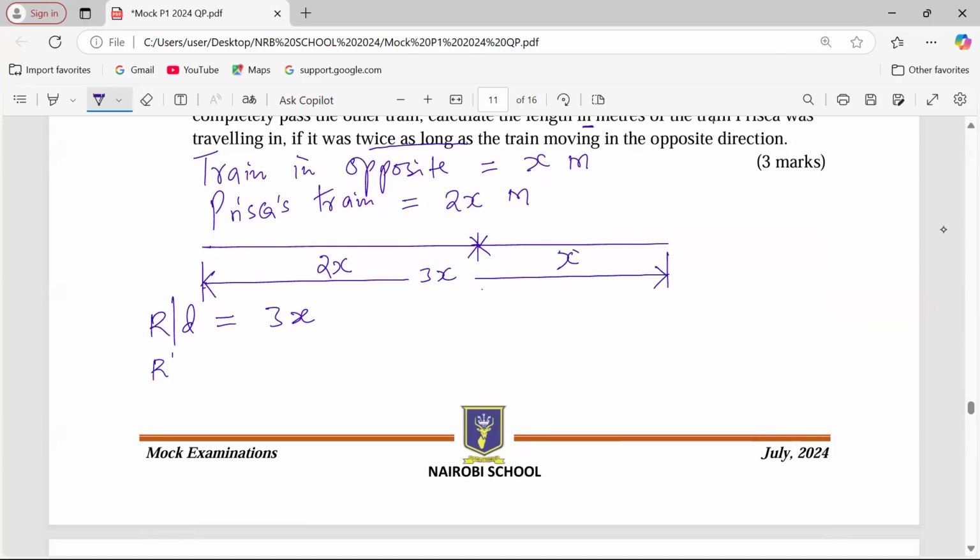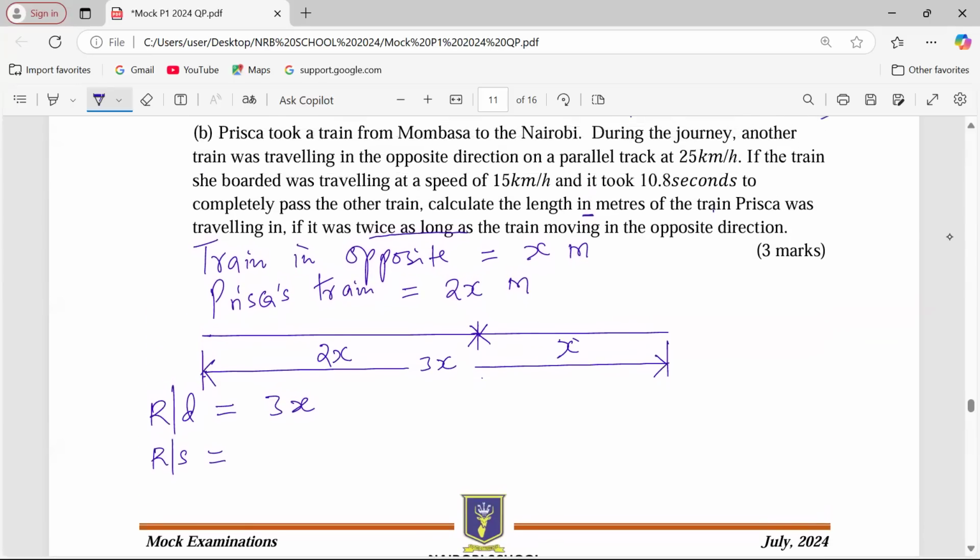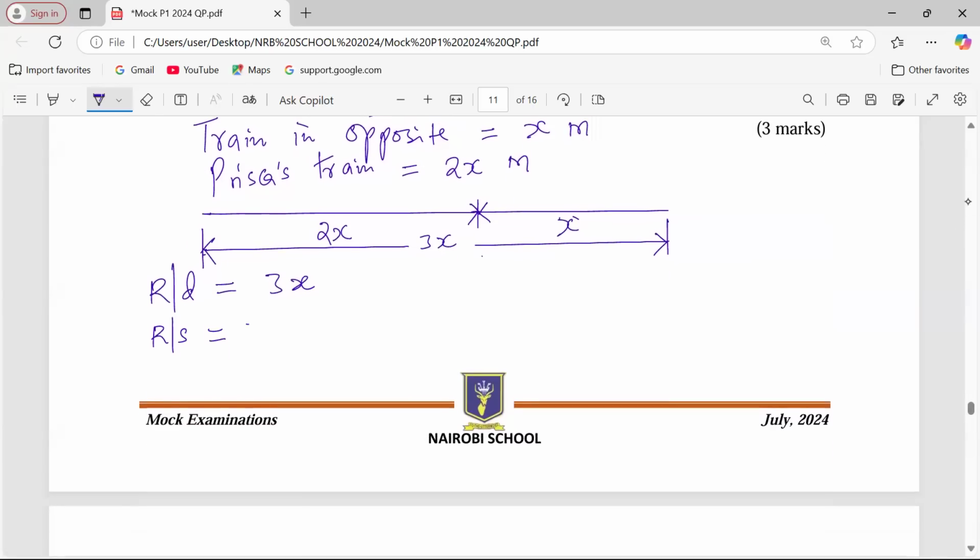Then we shall talk about a relative speed, which is supposed to be a sum because they are moving in opposite directions. Summation of 15 and 25, giving us 40 kilometers per hour. But now we can multiply the kilometers by 1,000, and we also multiply the hours by 3600 to make them meters per second. Therefore, 40 multiplied by 1,000, then 1 hour multiplied by 3600.